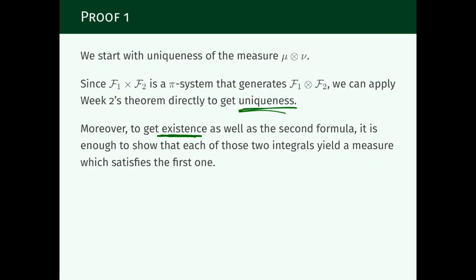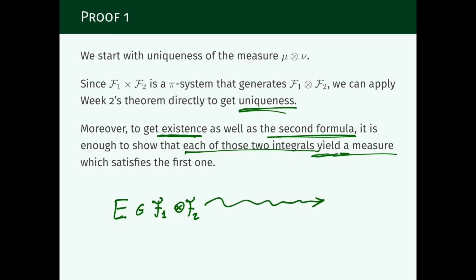And both will give the same number, and that number we denote by the product measure on E. This is just to say, to get existence and the second formula, it's enough to show that each of those integrals will yield a measure. What do you mean yield a measure? Well, those integrals start by assuming we have some set E, and we do things with this set, and in the end we get a number. What we have to show is that this process of assigning numbers to sets has the properties that are required for us to say it is a measure. This is all we need.